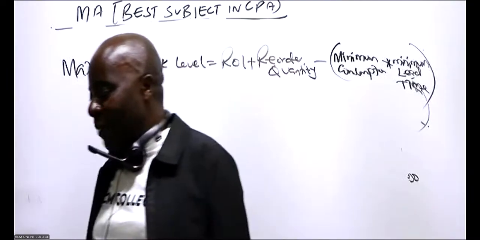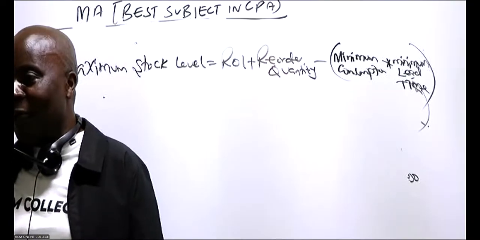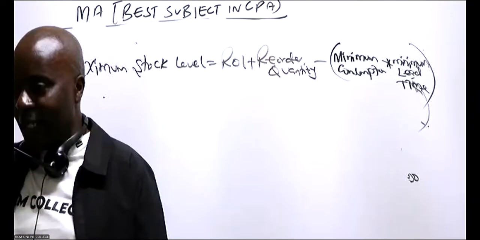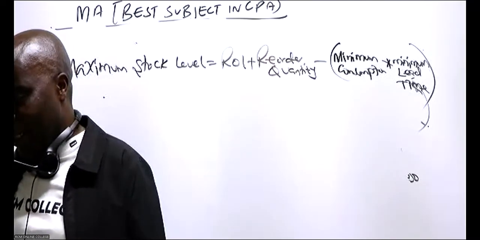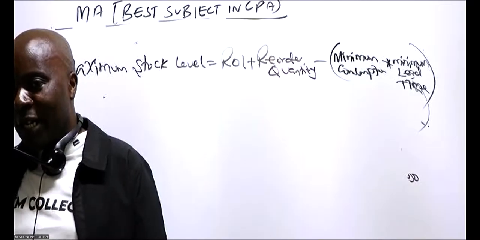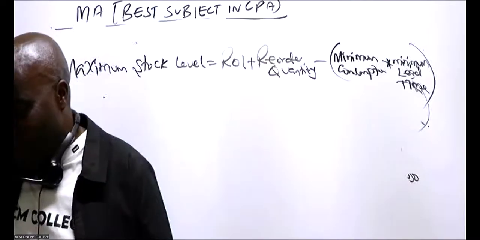So anytime they talk about maximum stock level, we are rolling and rocking. Rocking is the reorder quantity. And then don't forget in brackets, for us to have a bigger spread, we're using minimum.